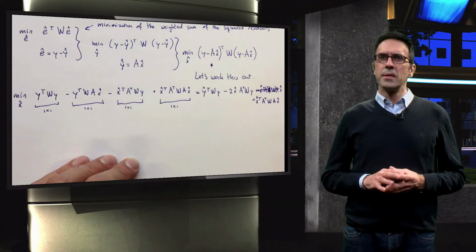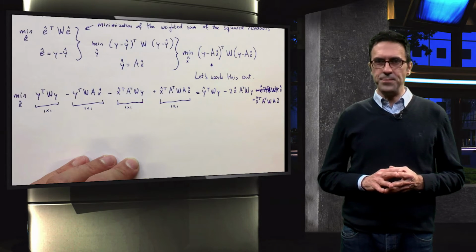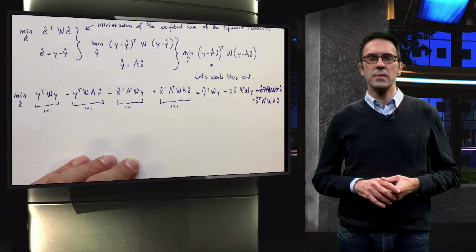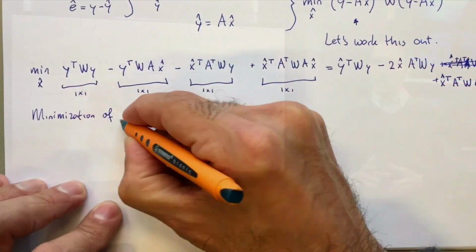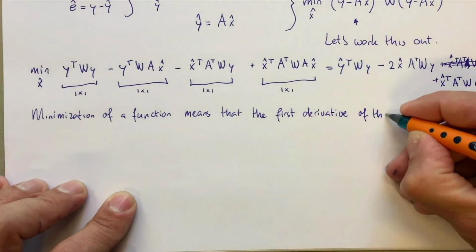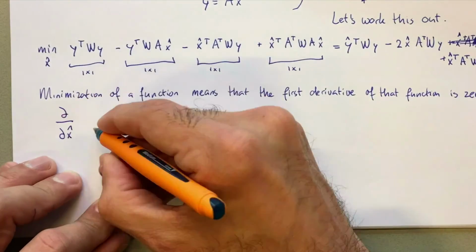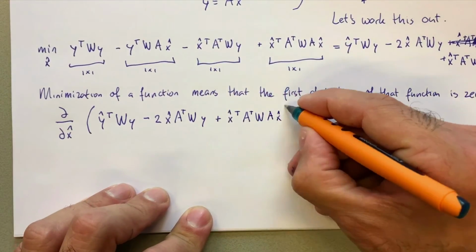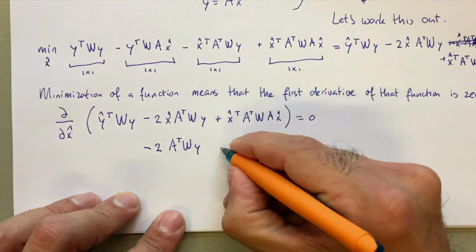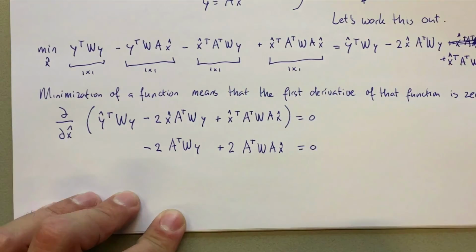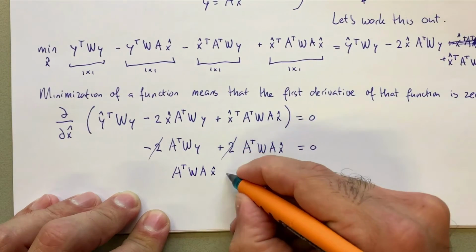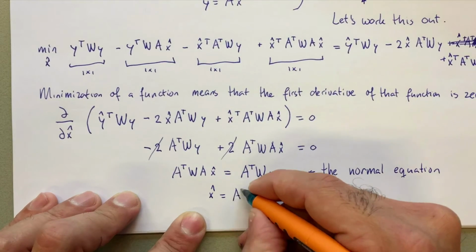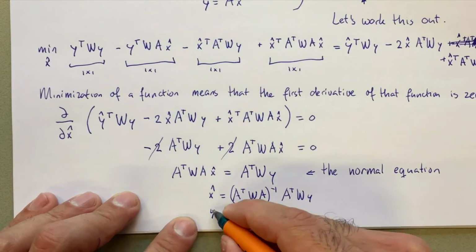From this point, we need to find the minimum again, which means that the first derivative needs to be equal to 0. We therefore take the derivative of each element that contains the free parameter x hat and set the sum of these elements to 0. Working out these steps leads to the normal equations, but now for the weighted case, and consequently to an expression of x hat, the estimate of the unknown parameter vector x.